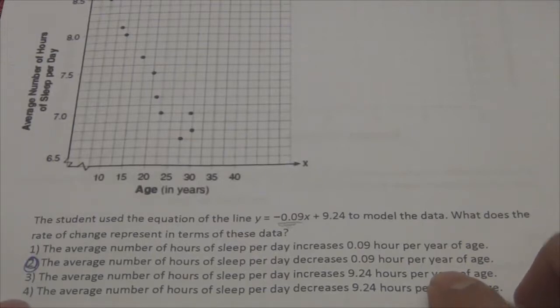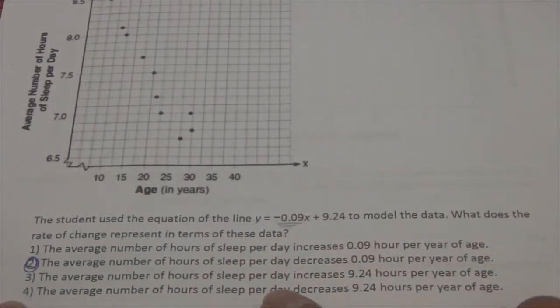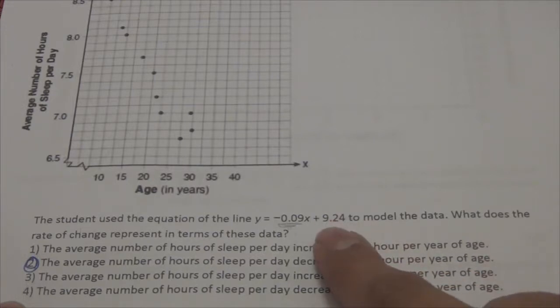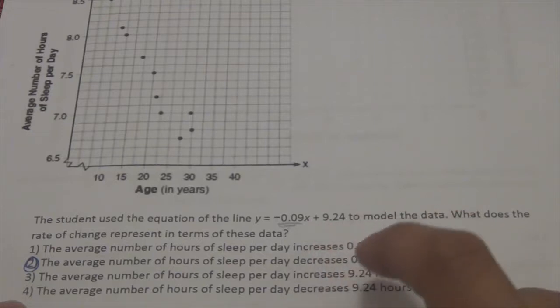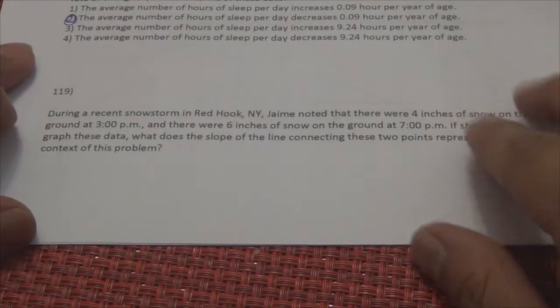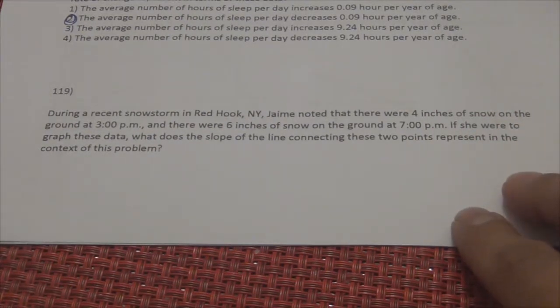But let's take a look at choice 3. The average number of hours of sleep per day increases by 9.24. No, this is the startup. This is the fixed amount. This is the amount that doesn't change. So no, it will not increase. And again, it will not decrease either by that amount. So boom, we got that. Okay.